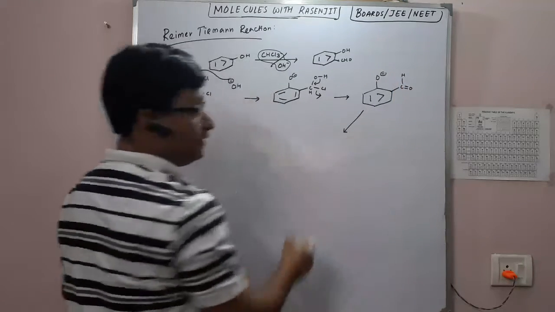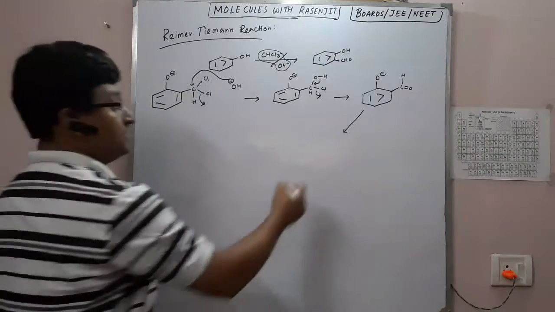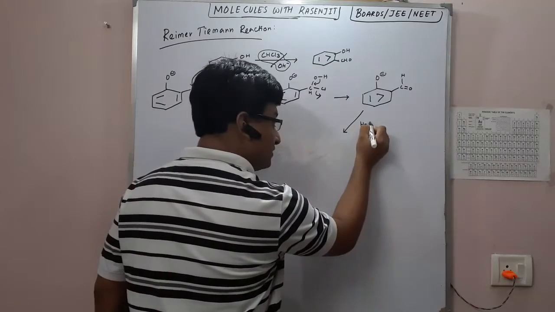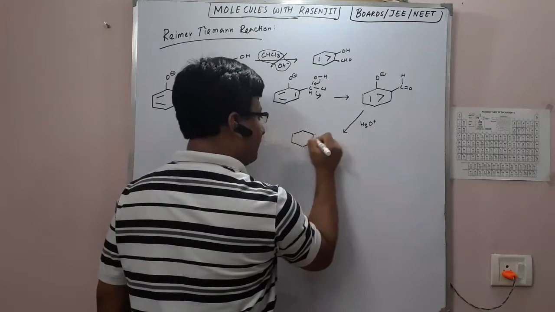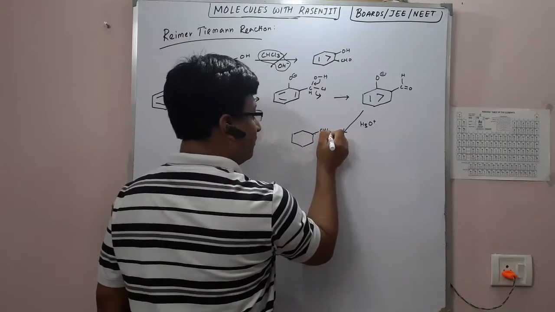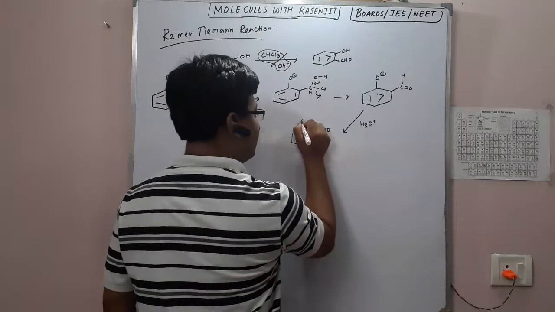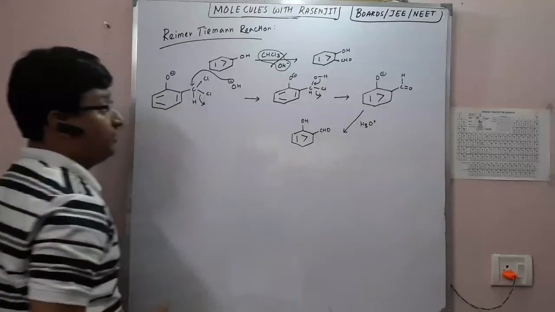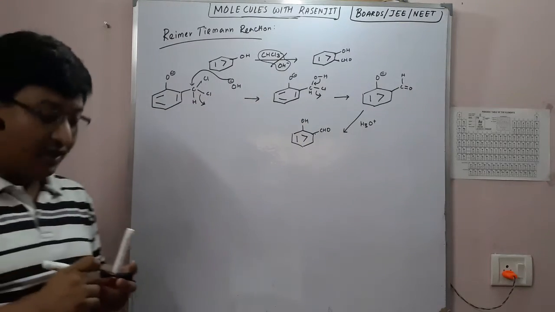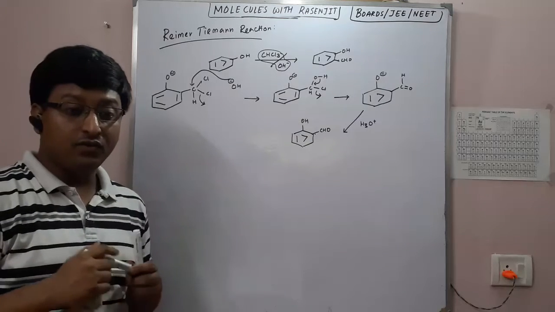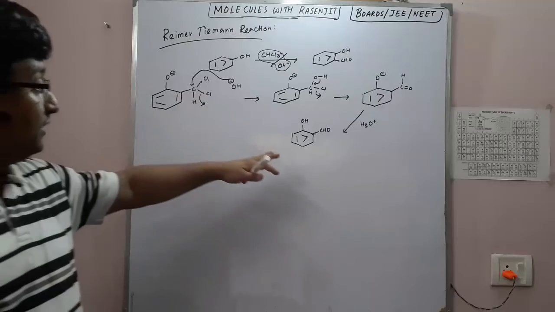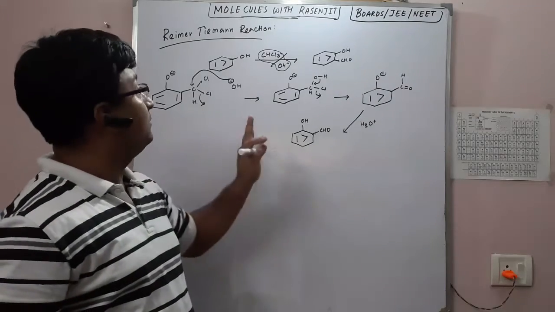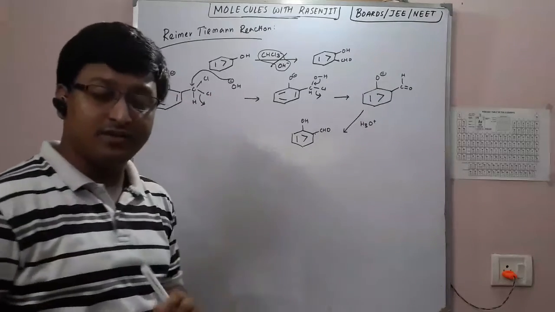Now next one, if you do a hydrolysis workup, an acid hydrolysis, what will you end up with? You will end up with a phenolic aldehyde, ortho-hydroxy benzaldehyde. Okay. This is how this Reimer-Tiemann reaction proceeds.